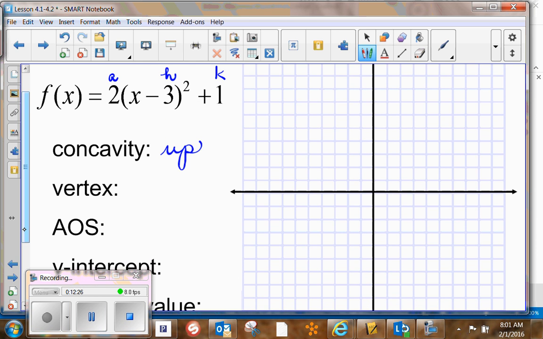My vertex on this one? 3, 1, very good. Yep. The axis or line of symmetry always starts with x equals, because it's a vertical line. x equals 3, very good. So it's the x of your vertex.